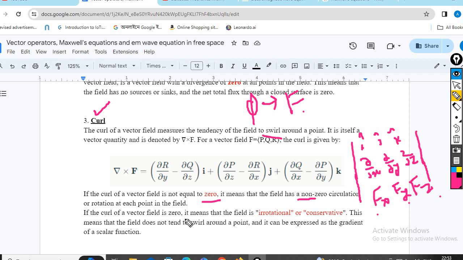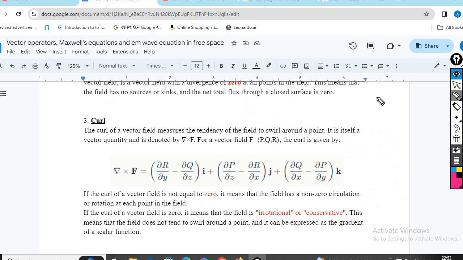If the vector field is 0 after operation by curl, then this will be considered as a conserved field or irrotational field. But if this is not equal to 0, then this will be considered as a rotational field. It's a rotational field or a non-conserved field in the system.